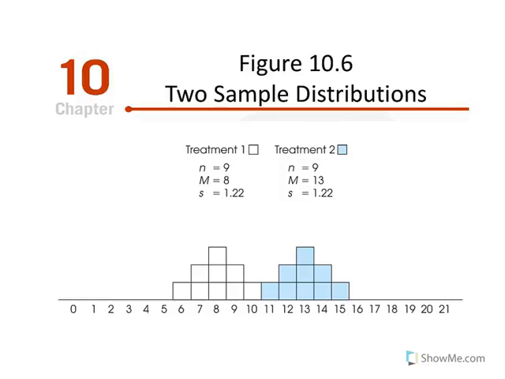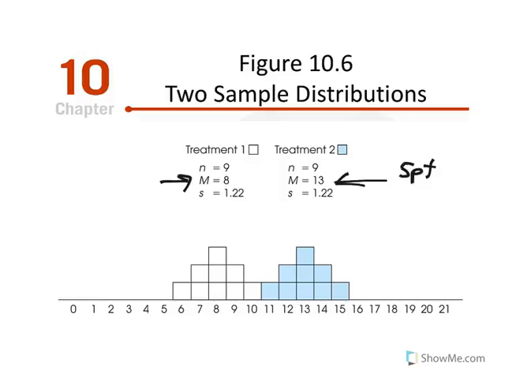Figure 10.6 shows the results from a research study comparing two treatments. Notice that the study uses two separate samples, each with 9 participants. And there is a 5-point mean difference between the two samples. The first sample mean is 8 and the second mean is 13, so that is a 5-point mean difference.